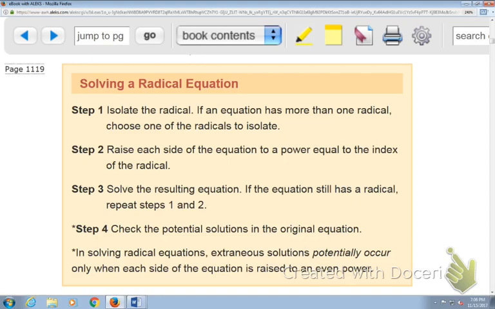Once you get the radical by itself, you raise both sides to the appropriate power. How do I get rid of a square root? With a square. How do I get rid of a cube root? With a cube. That's what we mean by raising to the appropriate power. Solve the resulting equation. If there are still radicals, go back, cycle again, right? And then, very, very, very important, you must check your solutions when you're done because you can pick up extraneous solutions, all right? And on your test, I'm going to give you extraneous solutions out there, because I'm going to know which ones of you checked and which ones of you just didn't bother. Right?